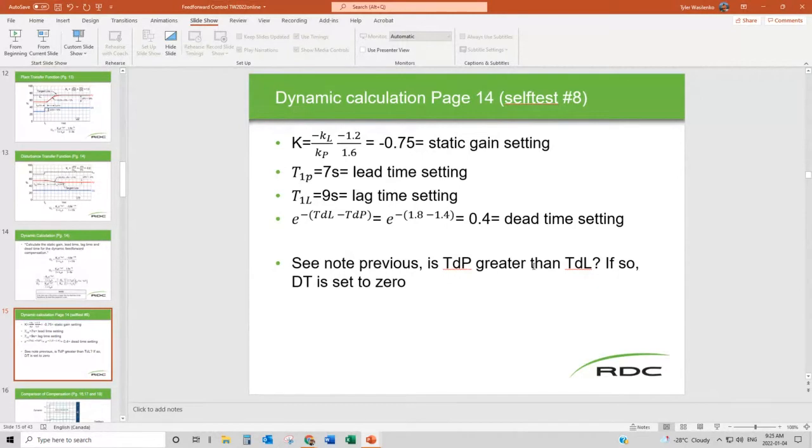Page 44. So the question says, determine the parameters required to implement a dynamic feedforward compensation control strategy from the following transfer function. So they've done the fun part for us. Good news for you is you don't have to take a graph and figure this all out. They've given us the transfer functions for these, but we have to find out what is the static gain value, the lead time value, the lag time value, and the dead time value that we are going to put into the DCS system or the PLC system into the control block. Does that sound like a question?